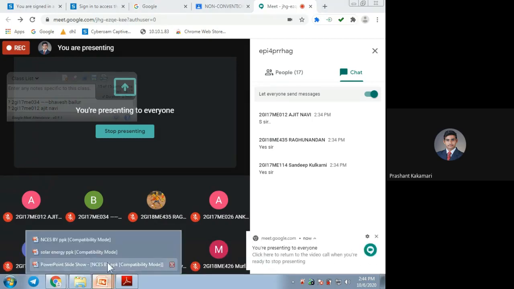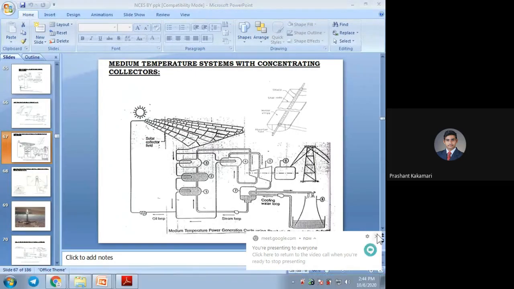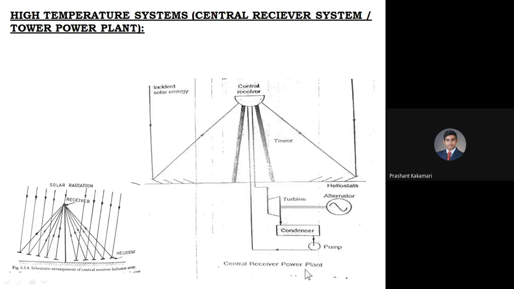Okay, next we'll take the high temperature applications. In this application, at a given tower or a high point, we are going to fix a collector or a receiver, a central receiver. And at the given point, from the top of the tower, we are going to focus all the solar radiation by mirrors, or focusing collectors, or concentrating collectors, to the center of that receiver.